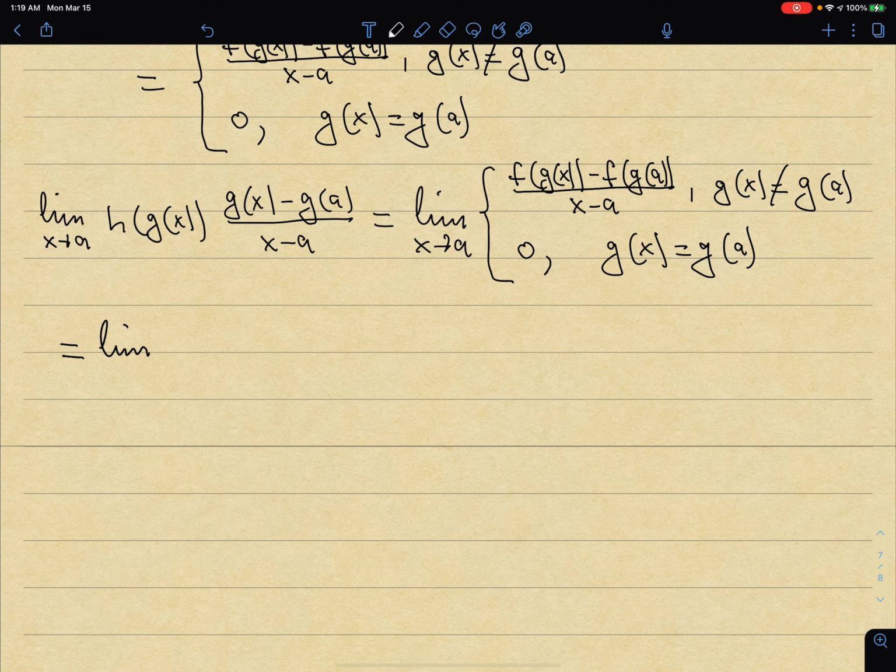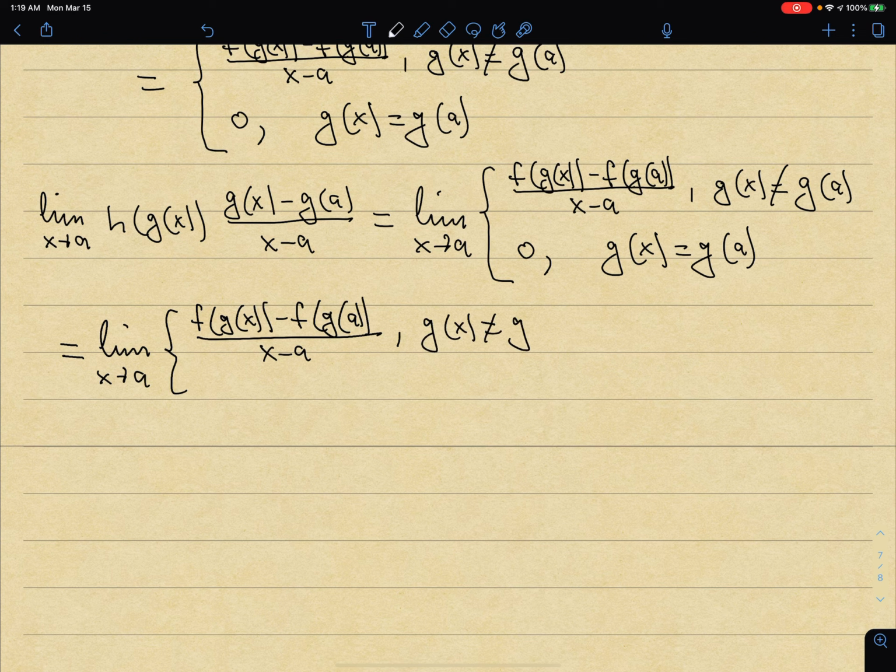So this limit I can modify to be like this: f of g of x minus f of g of a over x minus a, right? So I'm just copying the stuff that I have for g of x not equal to g of a.